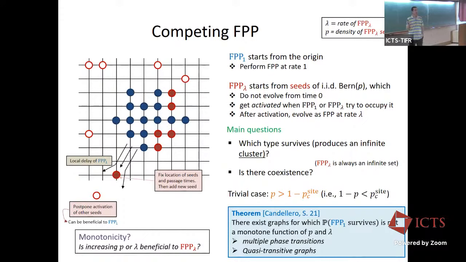More questions? Okay, so we cannot use monotonicity. That's bad news.